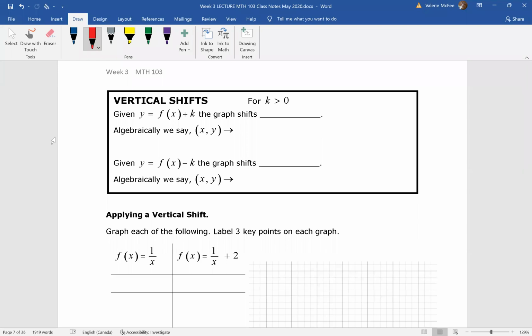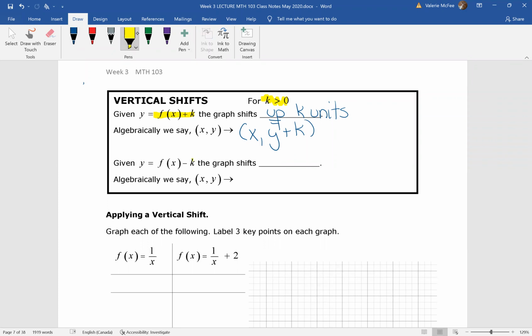So let's look at a review of what we've just said. If our value k is greater than 0, and we have the function plus k, so remember our function in this example was x squared, and we had x squared plus k, the plus k is outside of the function, then we have a graph that shifts up k units. So our x values are staying the same, and we're adding k to y.